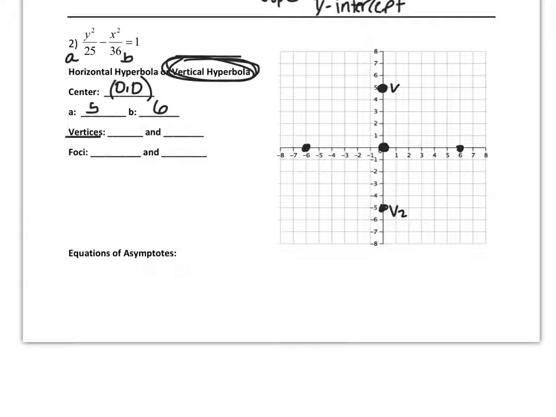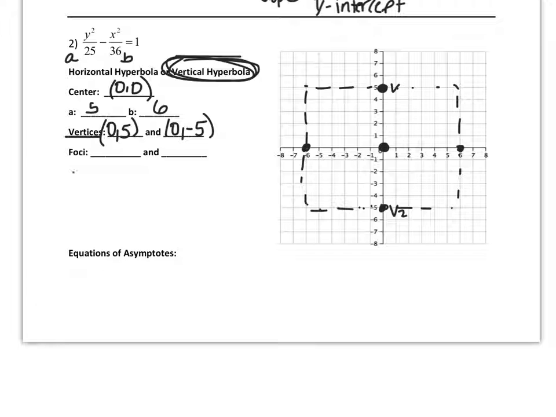Now that will help us make the box so that we can draw our asymptote lines. So let's just make a box around the vertices and the b values. Okay? So my vertices are at 0, 5, and 0, negative 5. So I'm just going to go ahead and label that in here. So 0, 5, and 0, negative 5.